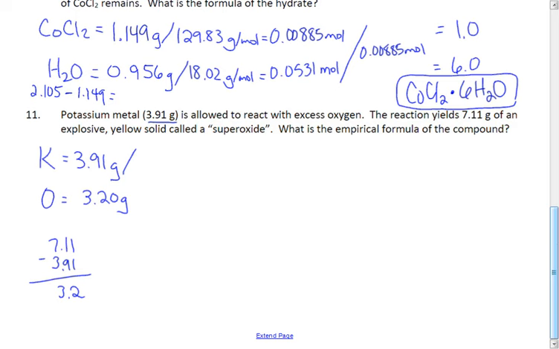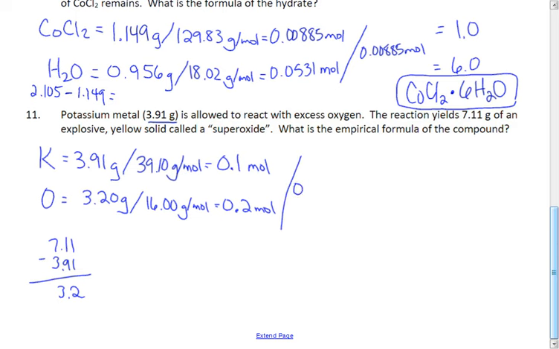We need to divide by the molar mass from the periodic table. You'll notice our numbers work out very nicely on this one. So we get 0.1 and 0.2. Which one is smaller? The 0.1. So when we divide, we get one of these for every 2 of those. That's not a 2. That's a 2. So our formula for our superoxide is KO2.